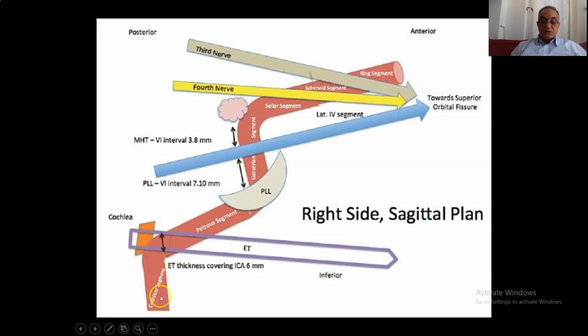Another view, this is the petrous and the lateral loop, the cavernous segment, and then it passes in the cavernous sinus and medial to the third and fourth nerves, as you will see.